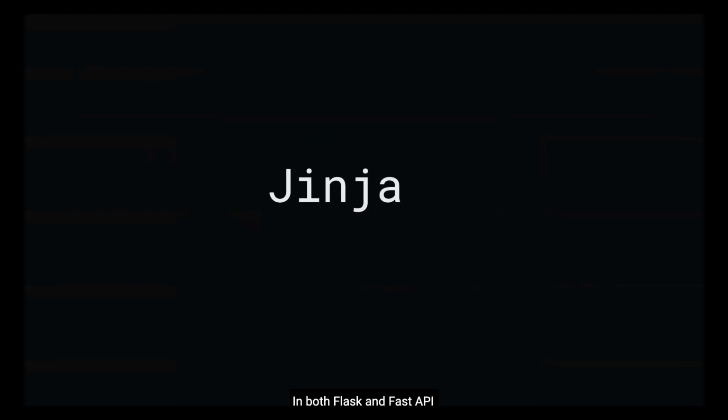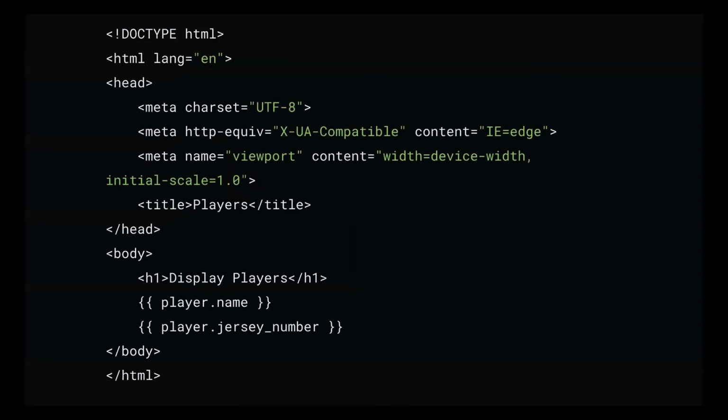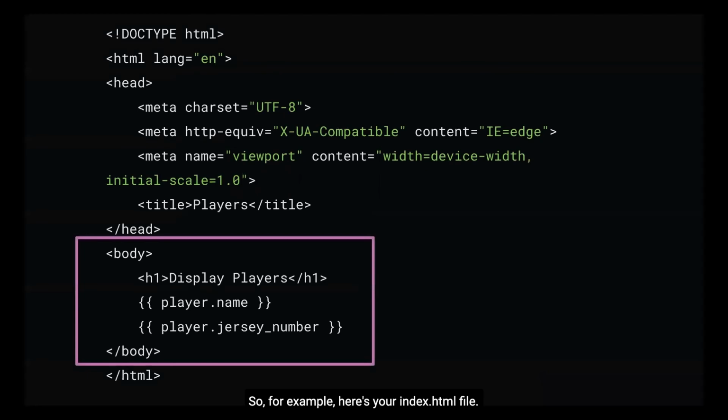In both Flask and FastAPI, you have to use Jinja. Okay, it's a templating language to display your variables in HTML. And Jinja is a templating engine that allows you to write code similar to Python to display the HTML. And here's an example of what that looks like. So for example, here's your index.html file. To display variables in Jinja, you have to surround the variable with double curly braces like so.